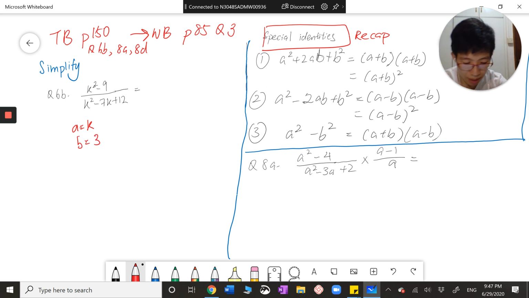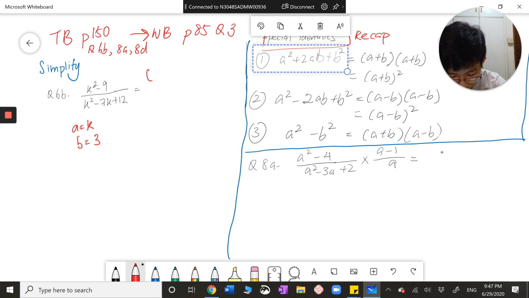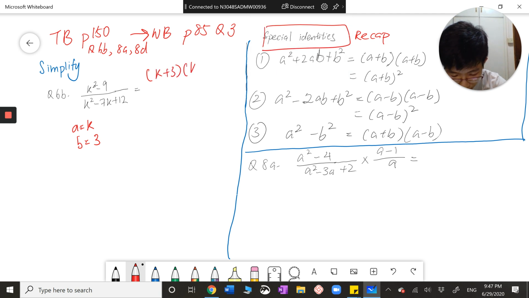So when I factorize it, I will factorize using special identity number 3: (a plus b) times (a minus b). My a will be k, so k plus 3 times k minus 3. This is how I factorize the numerator.